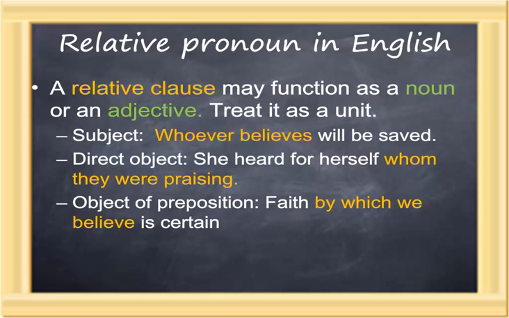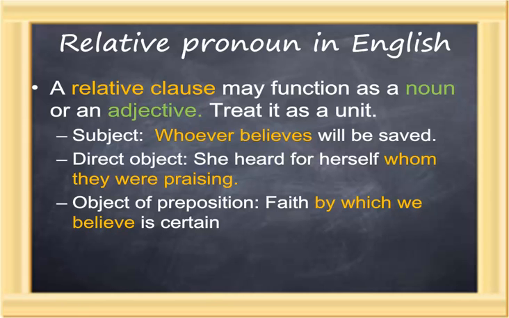But in addition to these adjectival uses, a relative clause may function in English as a noun also. The key is to treat it as a unit. For example, whoever believes, that relative clause functions as the subject of the sentence: whoever believes will be saved. As a direct object: she heard for herself whom they were praising. Whom they were praising is the direct object of she heard.